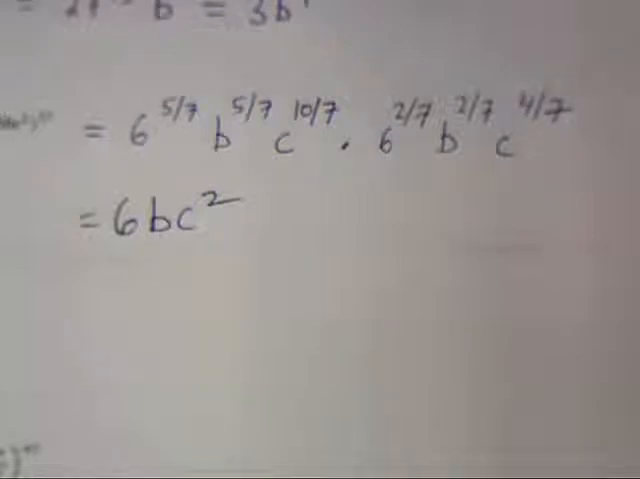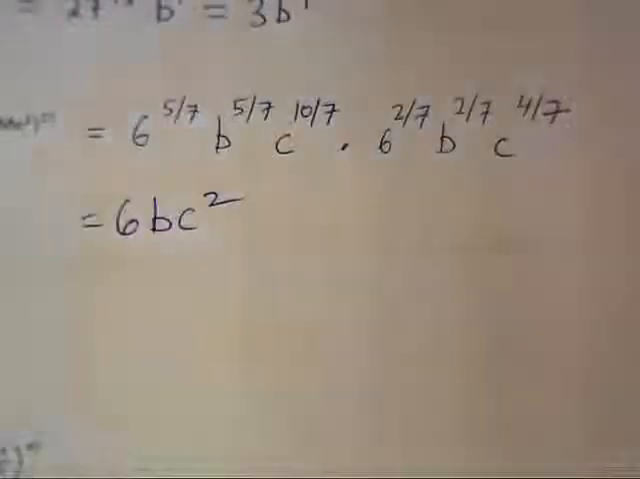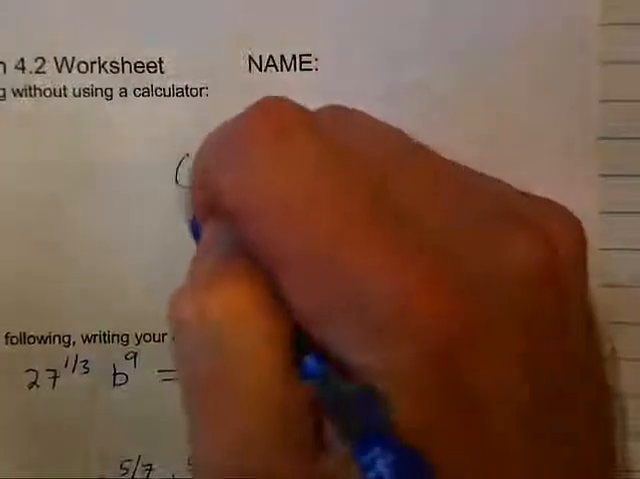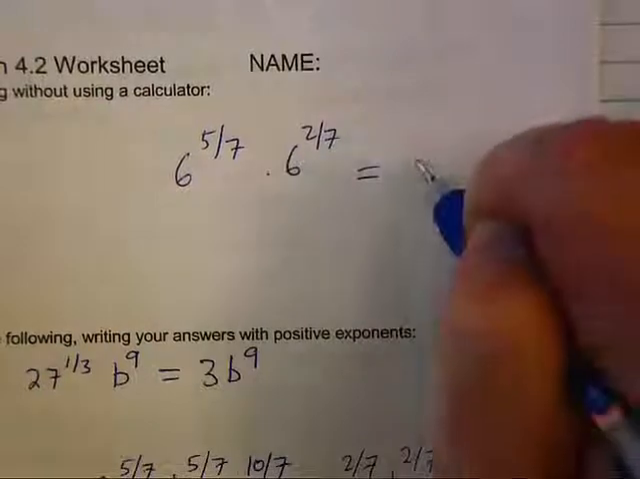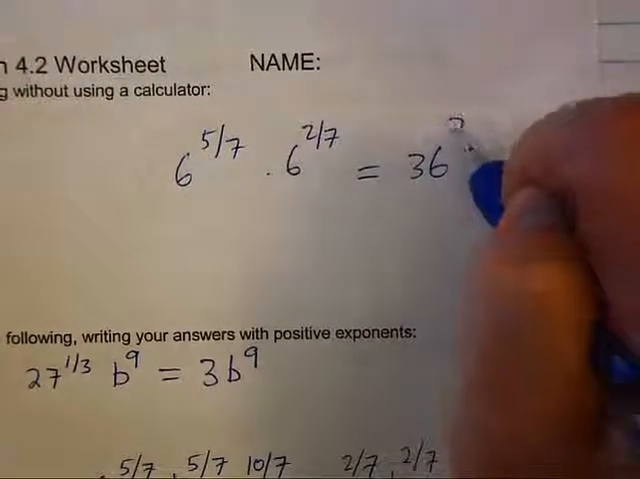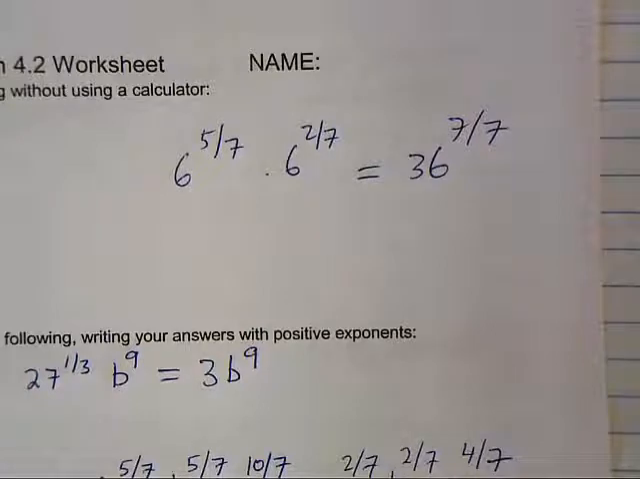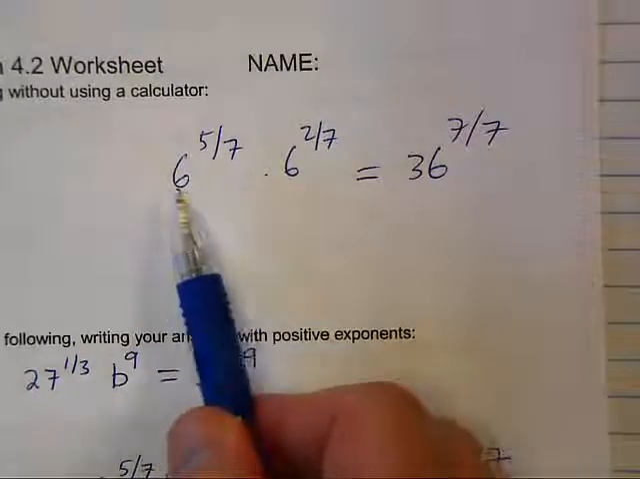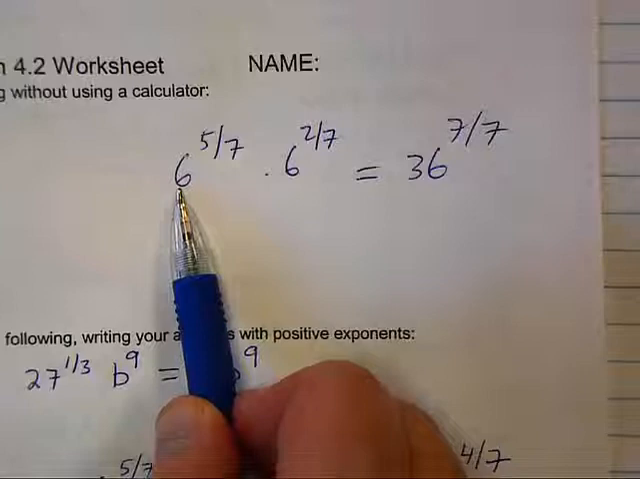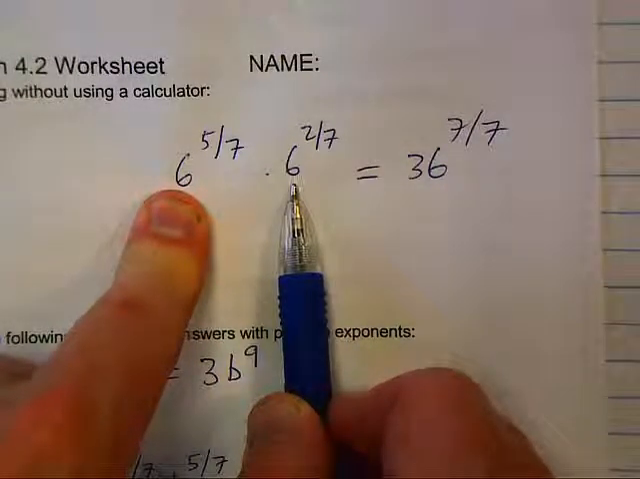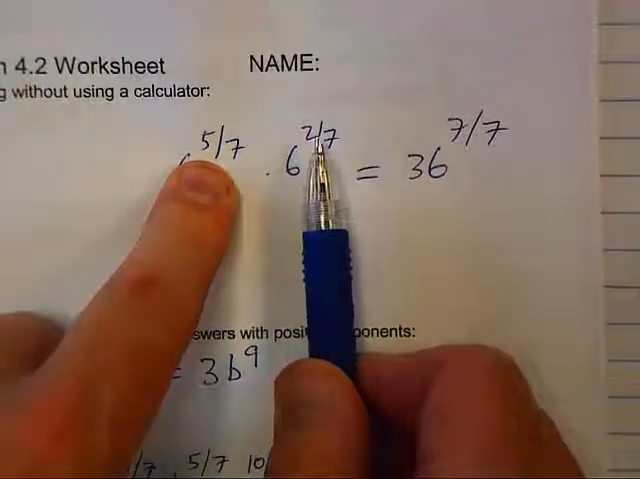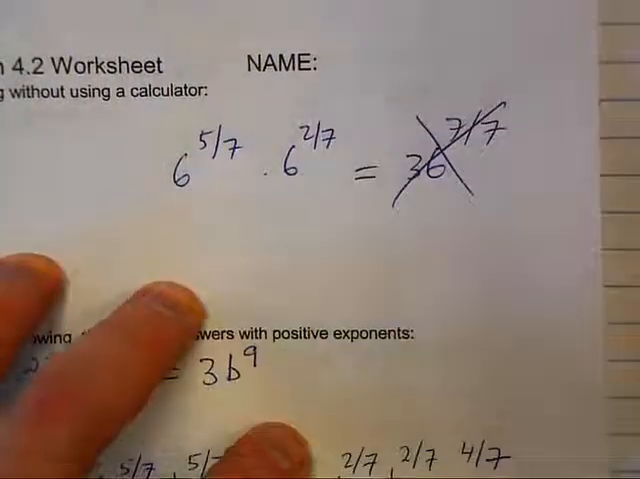Yes? Would you multiply the 6's together? No. Why not? So his question is, if I have 6 to the 5/7 times 6 to the 2/7, he wants to write it as maybe 36 to the 7/7. That was one of the rules, that's correct. When the bases are the same, we have a 6 here and we have a 6 here, the 6 doesn't change. What's the only thing that changes? The powers. You add the powers. Okay? So that would be incorrect. You wouldn't want to do that.